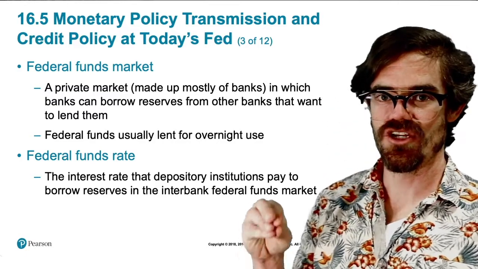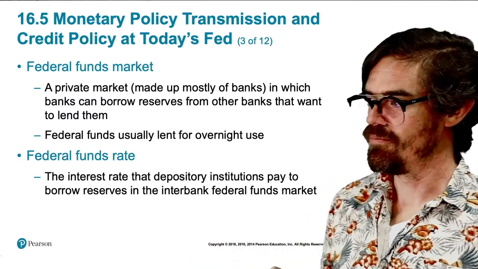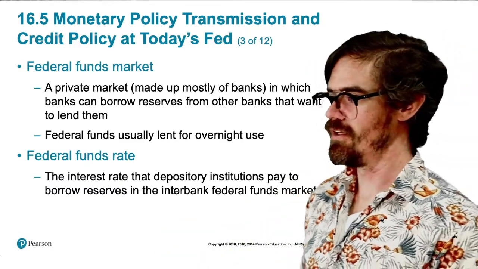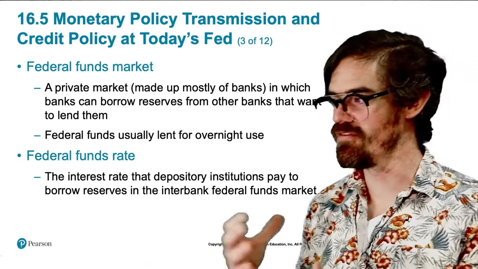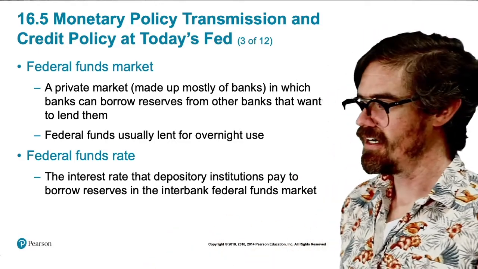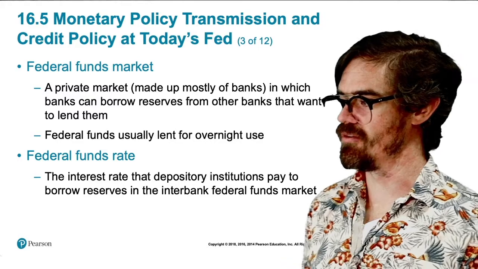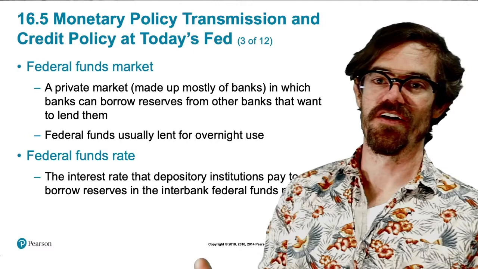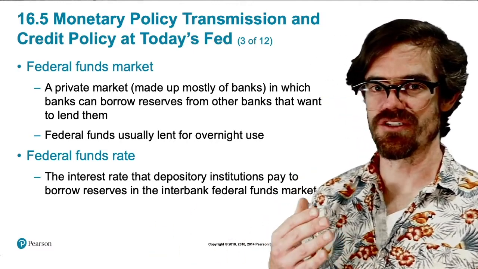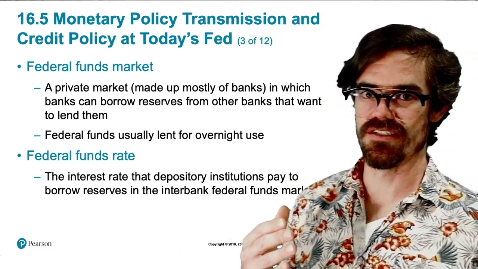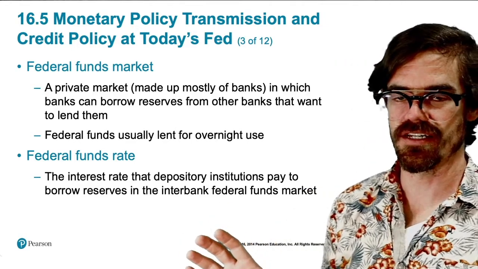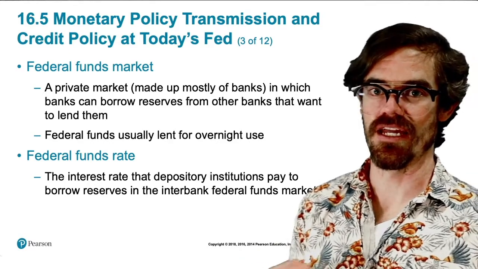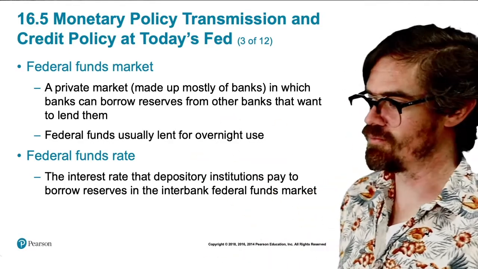So it can change the federal funds rates by changing the aspects in the federal funds market that it can control. So the federal funds market is a private market of banks in which banks can borrow reserves from other banks that want to lend to them. So this is what I was talking about earlier, where I think I may have misspoke actually. I think I mentioned that this was the discount rate, but that's something different we'll talk about in a second. The federal funds rate is the rate at which banks can borrow and lend to each other in the federal funds market.